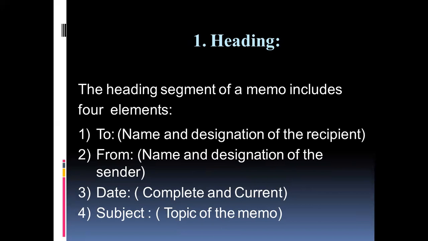The heading segment of a memo includes 4 elements. Number one, to; number two, from; number three, date; and then subject. To means the name and the designation of the recipient, from means the name and the designation of the sender. Like I'm sending to someone, I'm naming somebody over there. It's being sent from me, so I'm going to put my name and designation there. And then we have a date, complete and correct, and subject, the topic of the memo.